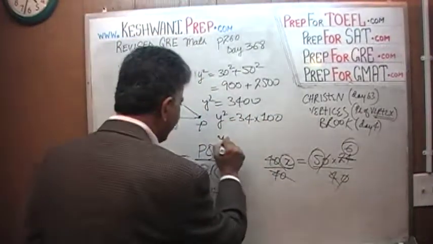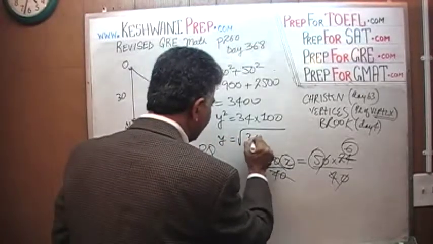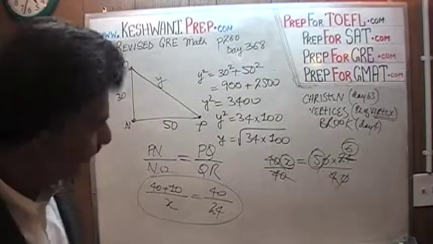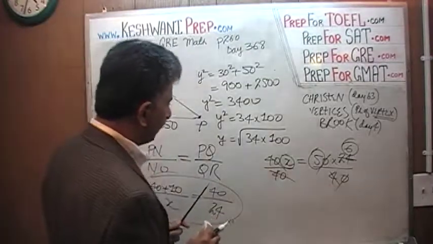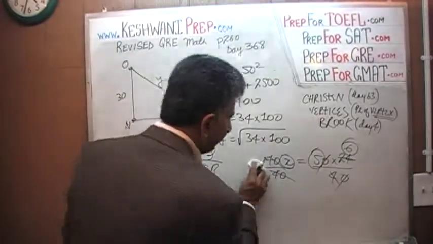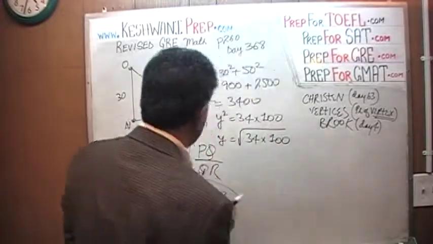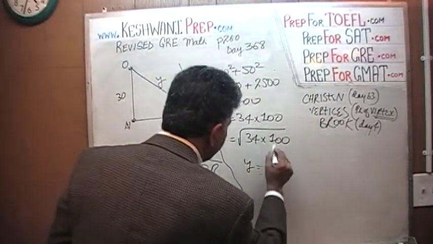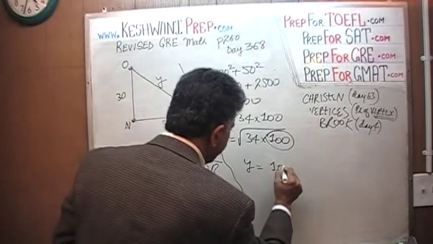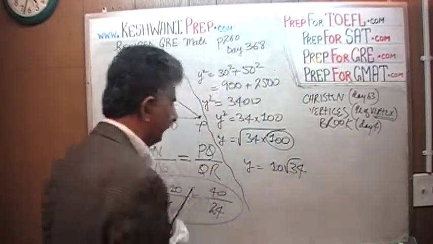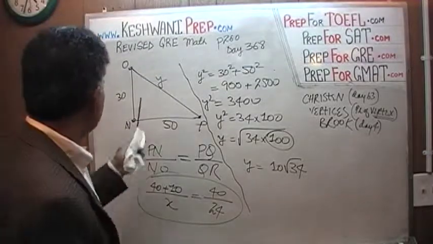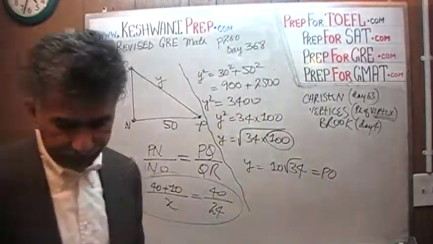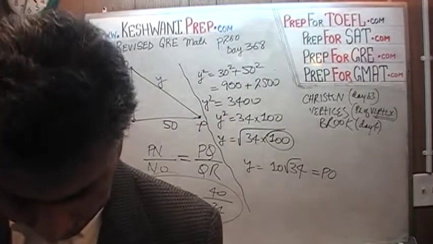And therefore Y is going to be the square root of 34 times 100, and the 10 is going to come outside. I left no room for myself to write it. Let's do it here. I'm going to erase this part. And Y is simply going to be, square root of 100 is 10, so 10 square root of 34. That's your Y, which is what we're calling P to O. That's what we were looking for. We found it.